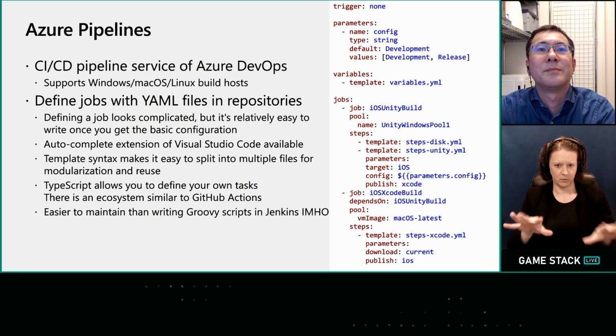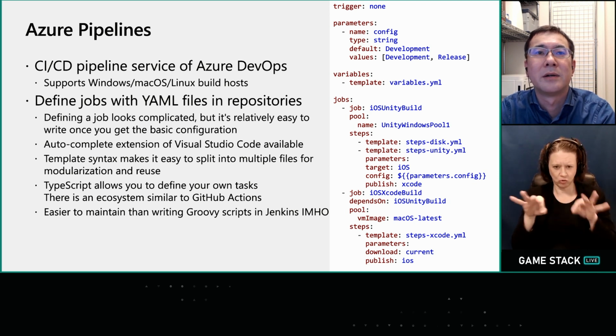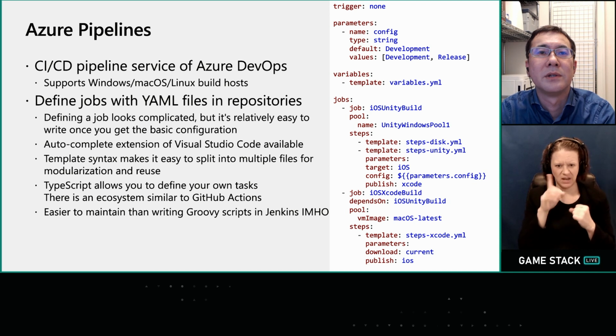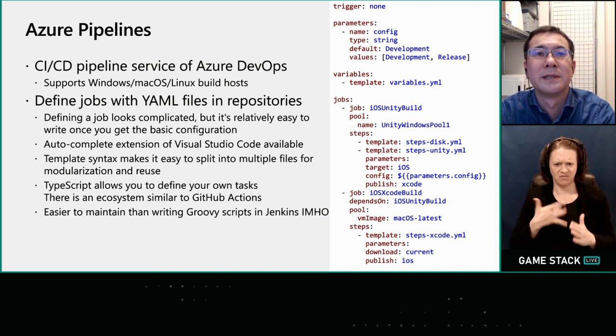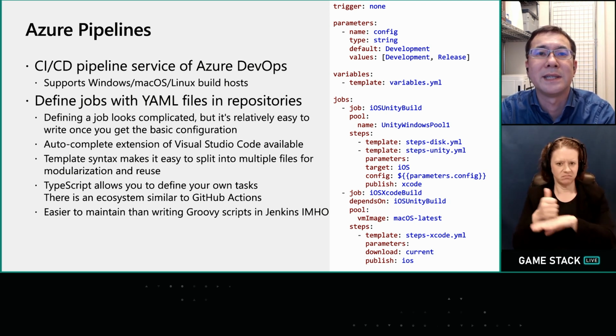And this is the main topic of this section, Azure Pipelines. It's a CI/CD pipeline service of Azure DevOps. It supports Windows, macOS, Linux building hosts. You have to put YAML files that describe jobs in your repository, like this example. You might feel it looks complicated, but once you get to know some basic tasks and configurations, it would be relatively easy to fill them out for your jobs.